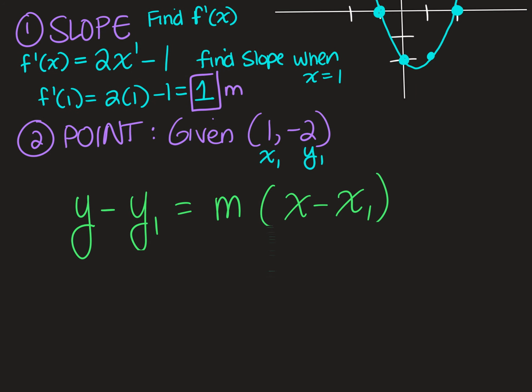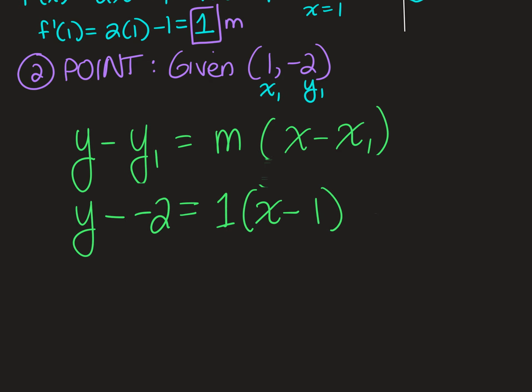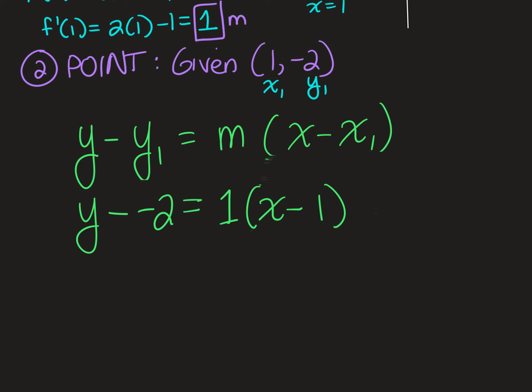So I'll go in order. Y minus y1. y1 is right here. That's negative 2. So y minus negative 2 equals m, that's right here. That's just 1, times x minus x1. x1 is right here. Also 1 in this case. So we get an equation that looks like that. Clean it up a little bit. We get y plus 2 equals, you can write the 1 times x minus 1. You don't have to. You can just write x minus 1 if you want.